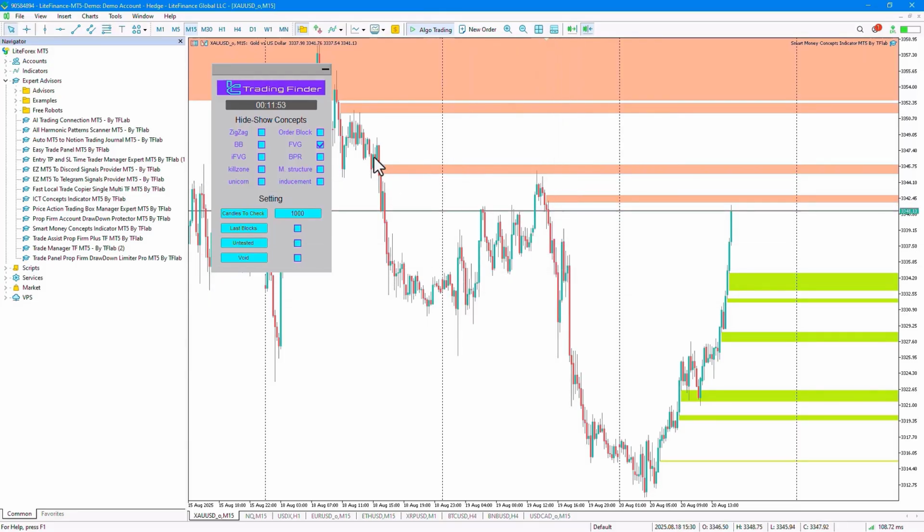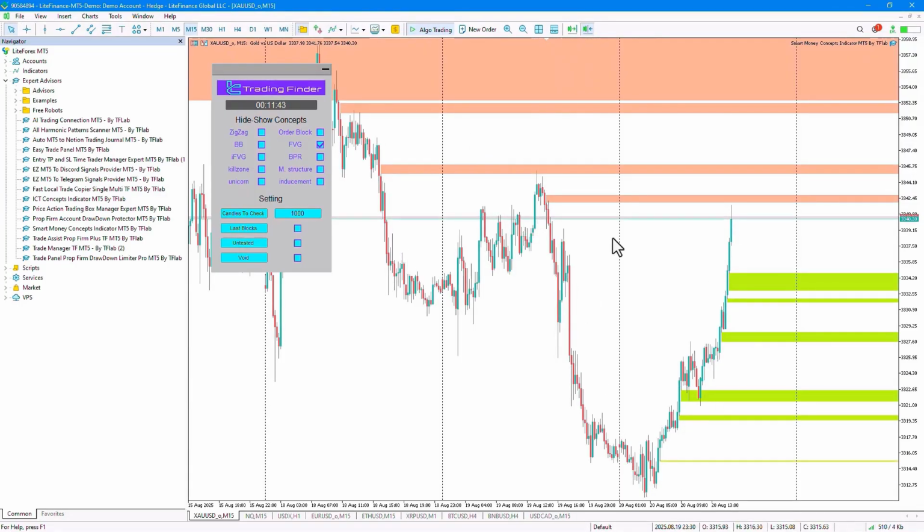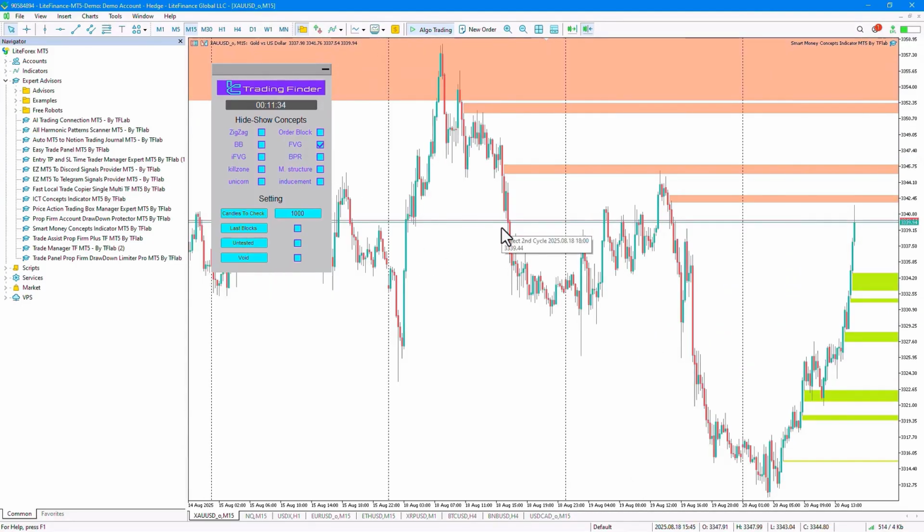Here we can see that a bearish FVG zone has been identified. The price returned to this zone, and after being rejected from this area, it continued its downward movement. Here as well, we can observe examples of such reactions.